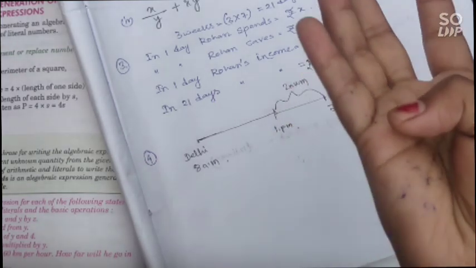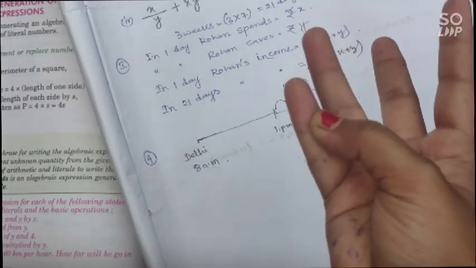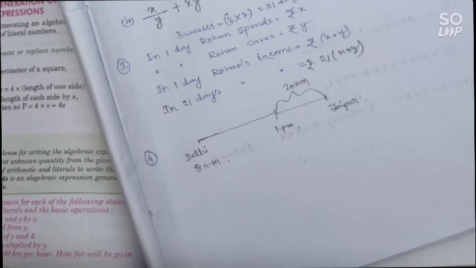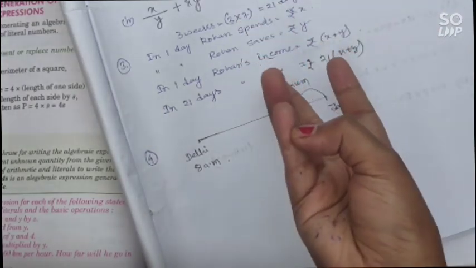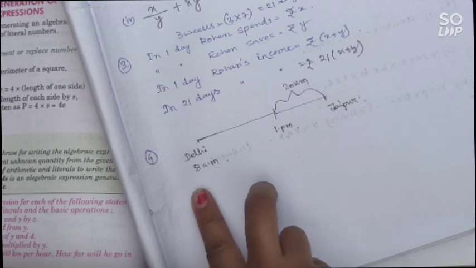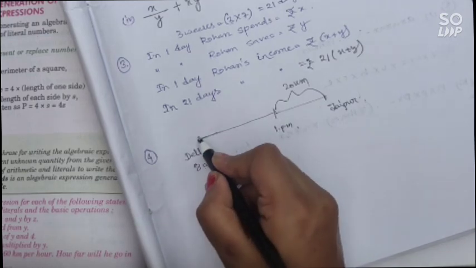Let's count that. 9 a.m., 10 a.m., 11 a.m., 12 o'clock, 1 p.m. That means how many hours are there between 8 and 1? 9, 10, 11, 12, 1. So that means 5 hours. Can you tell me, in 5 hours, her car can go how many distance? You have to find this distance.